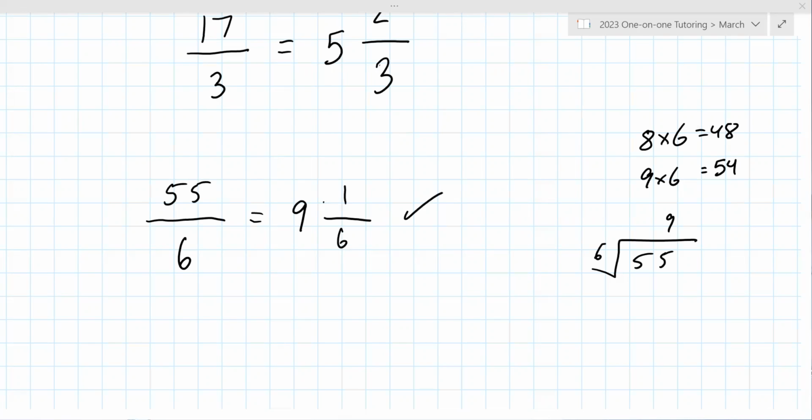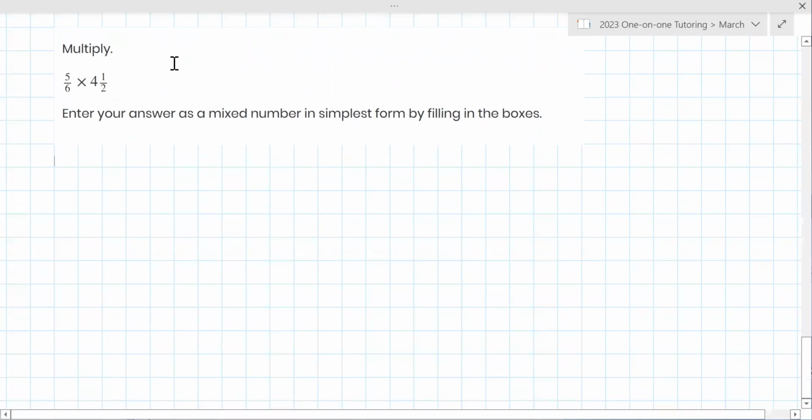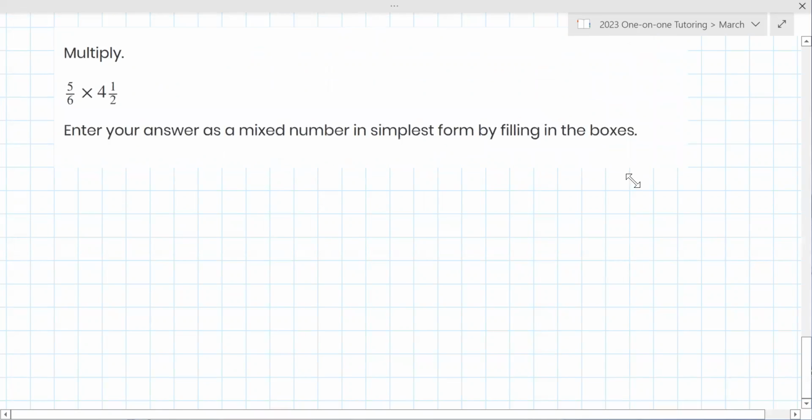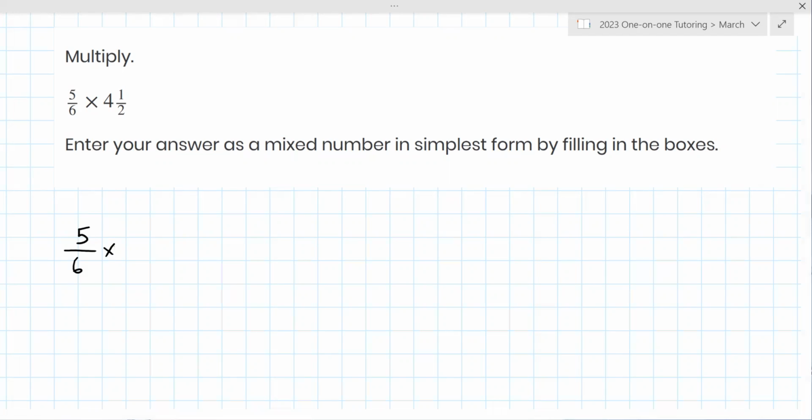It's kind of like when you look at a task or a project and you know how to do everything, but there's just so much to do. You feel a little bit overwhelmed here. All right. So this is your next question. It's 5/6 times 4 and 1/2. I'll step you through it here. I want you to convert 4 and 1/2 to an improper fraction.